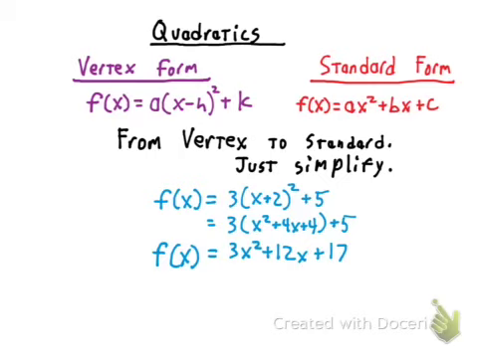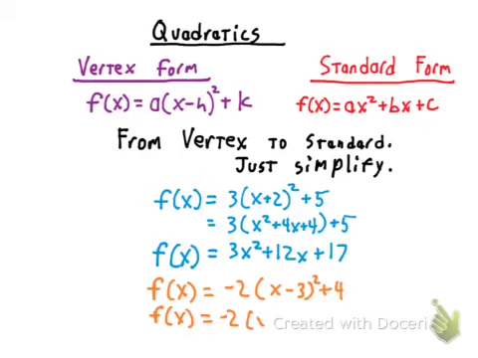So, looking at the next problem here, we have f of x equals 2 times the quantity x minus 3 squared plus 4. We're going to do the same thing. We'll start by taking x minus 3 times x minus 3. So I'm going to get x squared minus 6x plus 9, plus 4. And then I'm going to wind up with 2x squared minus 12x plus 22.